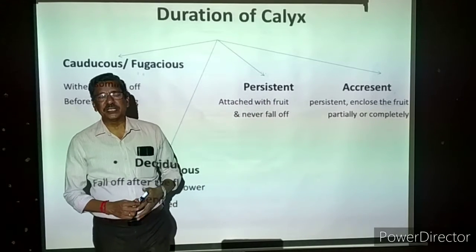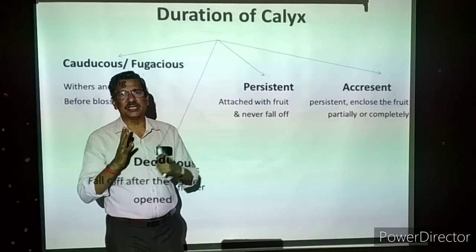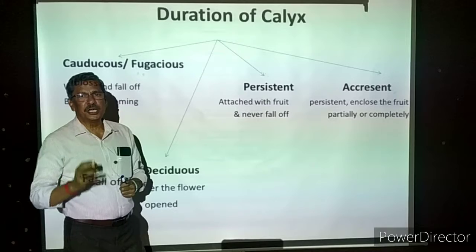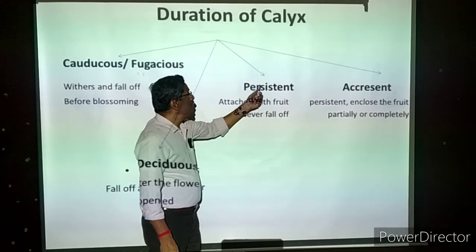Next one is persistent. What is the meaning of persistent? Now this is a common term. Persistent means continuously present. That is called persistent. Continuously existing. That is the meaning of persistent.